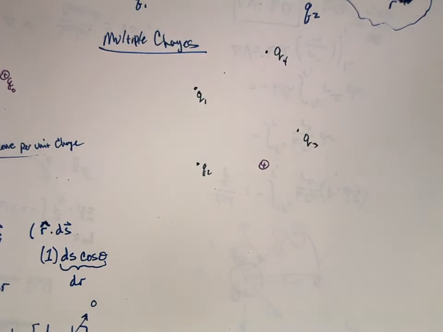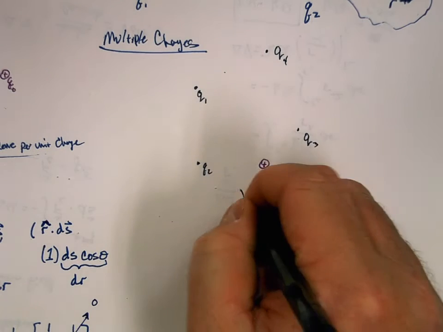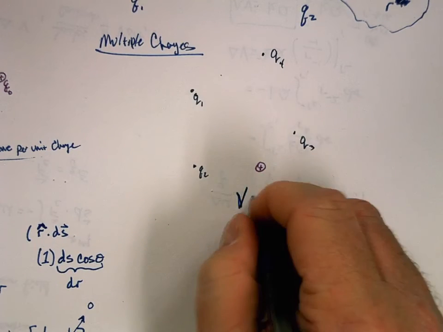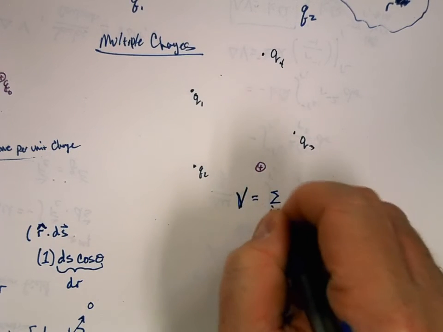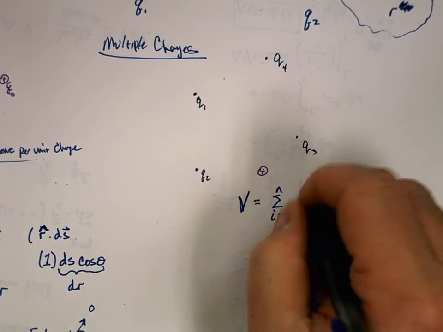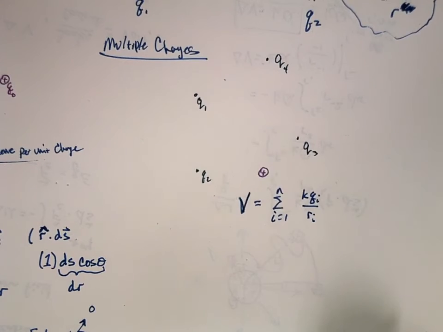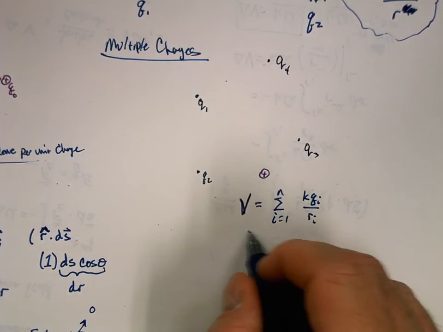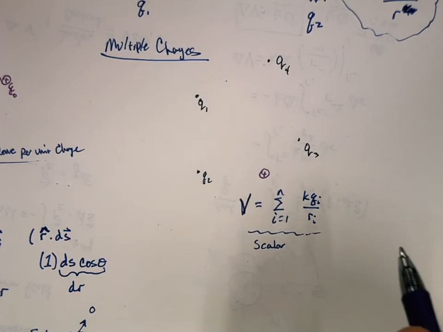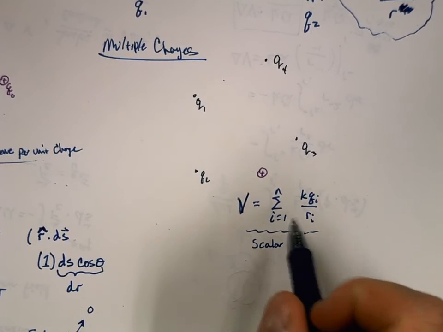Oh, cool! Another summation. Our voltage then equals the sum of i equals 1 to n of kQi over ri. But this is a scalar. This is important. It doesn't matter the direction. This is a scalar value.